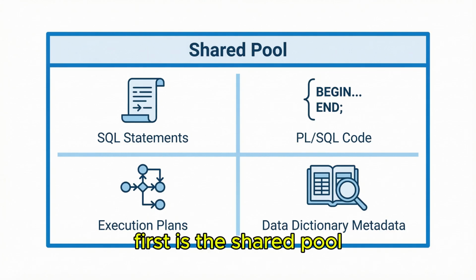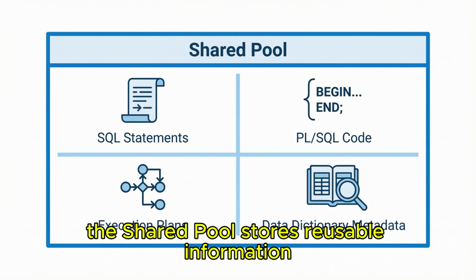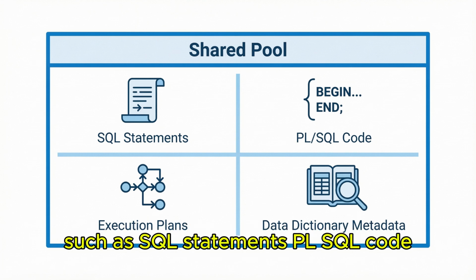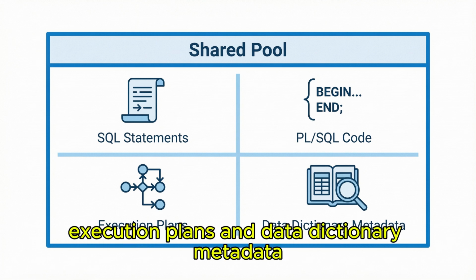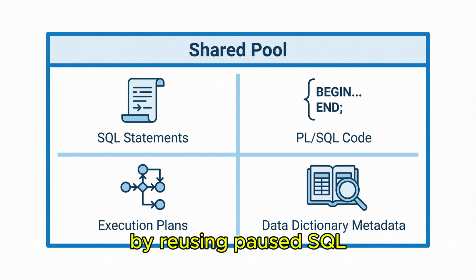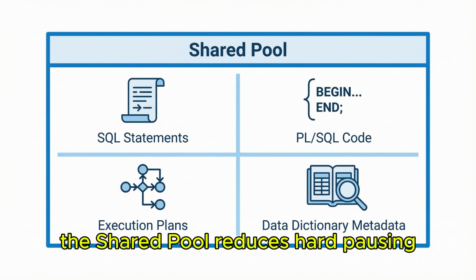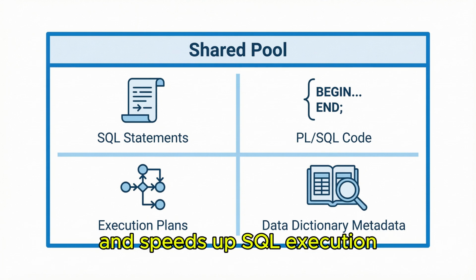First is the shared pool. The shared pool stores reusable information such as SQL statements, PL/SQL code, execution plans, and data dictionary metadata. By reusing parsed SQL, the shared pool reduces hard parsing and speeds up SQL execution.